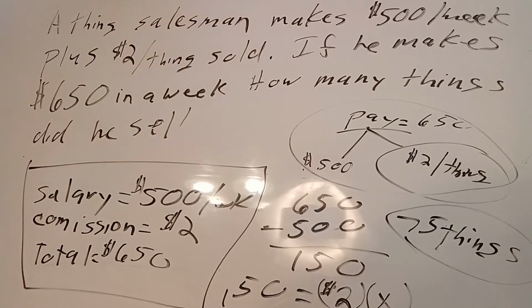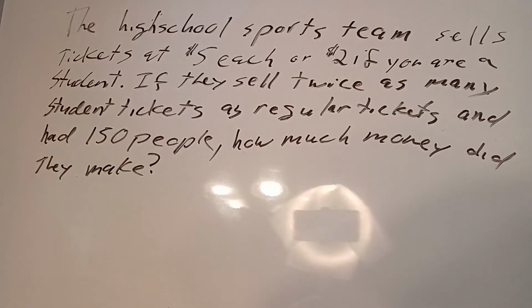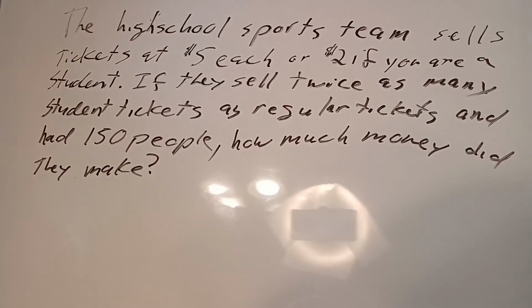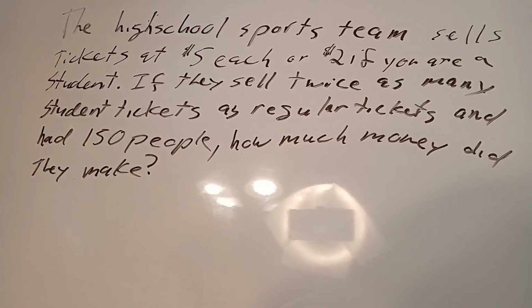So let's look at one more, the very hardest of them. I wave my hand and presto, here it is. The high school sports team sells tickets at $5 each, or 2 if you're a student. If they sell twice as many student tickets as regular tickets and had 150 people, how much money did they make?